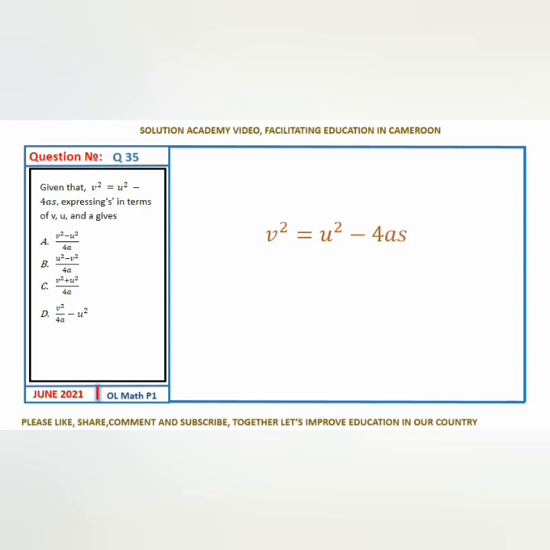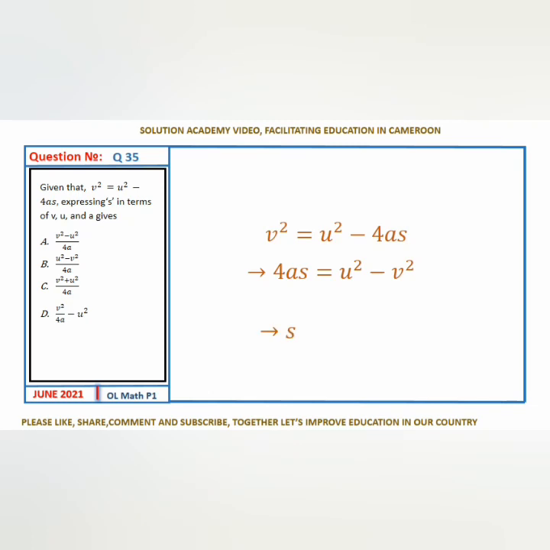So anything that does not contain s, we have to put on one side of the equation. So what I've done here is that I've simply sent negative 4as to the left side of the equation, and I've sent v squared to the right side of the equation. Negative 4as was negative, so when it crossed, it became positive. V squared was positive, when it crossed towards the right, it became negative. I hope this step is understood.